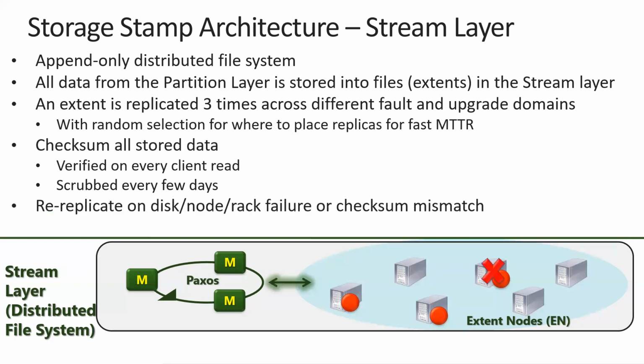And let's say for some reason the node fails or the checksum is invalid. Then it will choose another extent node, and it will replicate the data over there, right? So it will always maintain the 3 copies of the data.